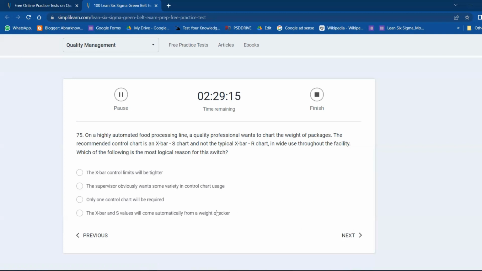Because X bar S chart will come automatically with the weight checker. The X bar control limits will be higher. The supervisor obviously wants some variability in the control chart, and only one control chart will be used. No, so X bar S will actually be used automatically with the weight checker.